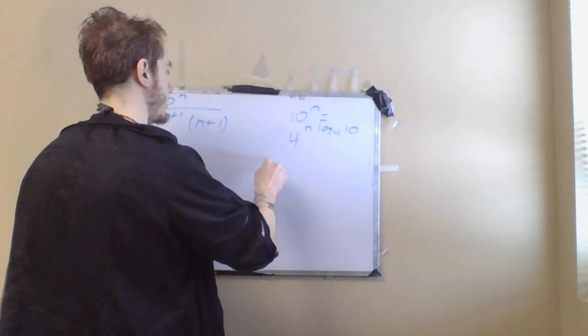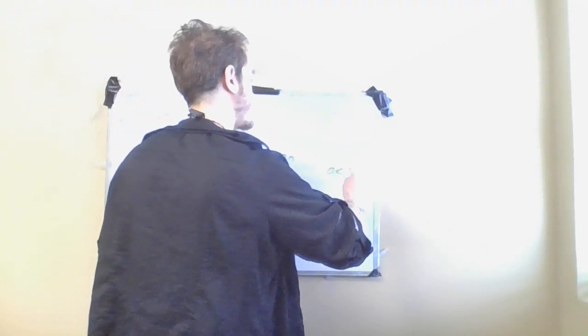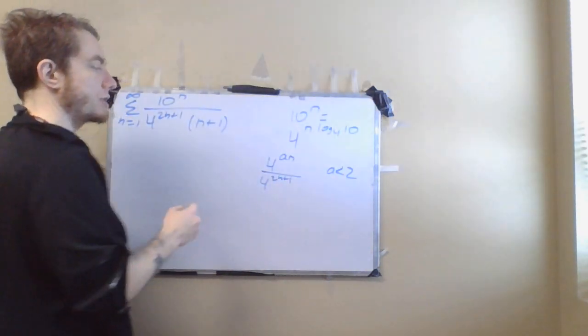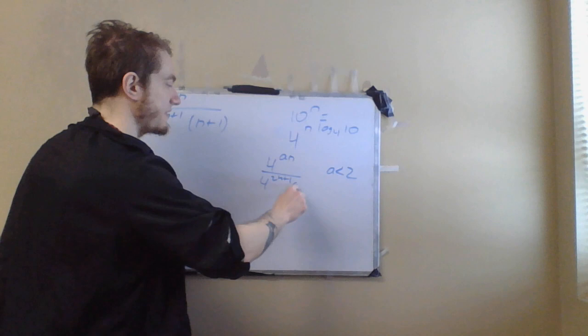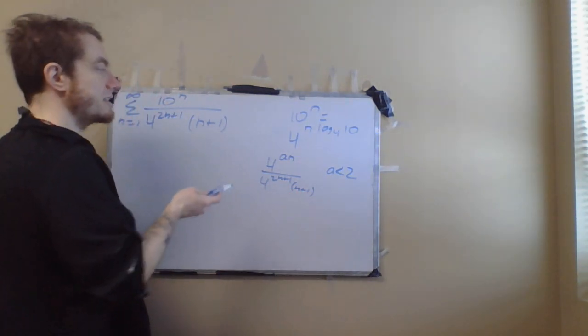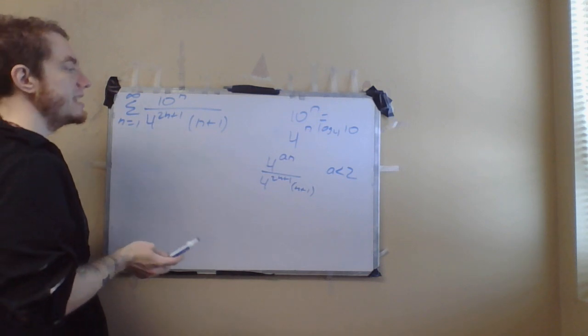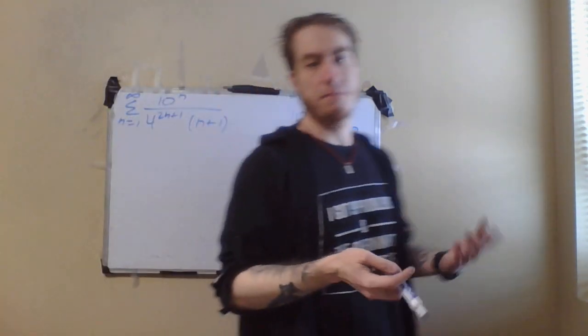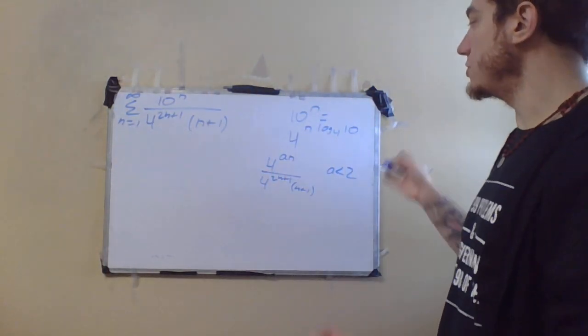So the terms here are something like 4 to the an over 4 to the 2n plus 1, where a is smaller than 2. So it looks like this should kind of converge, plus we've got that n plus 1 down here to deal with. It looks like this should converge, but the problem is, what is a exactly? We don't know. Anyway, we could do it this way and then use a comparison test.